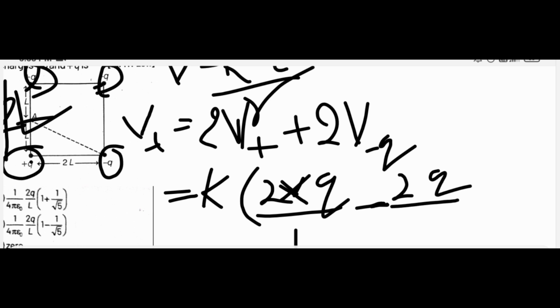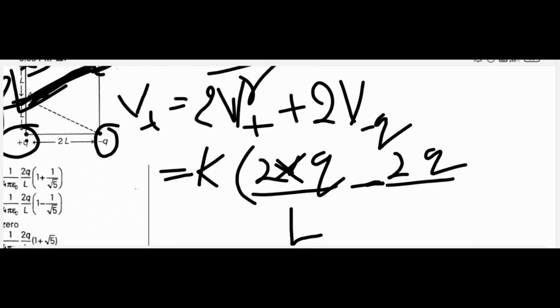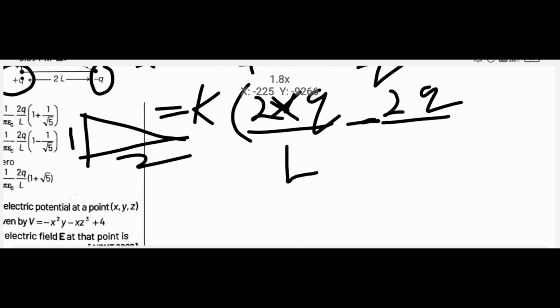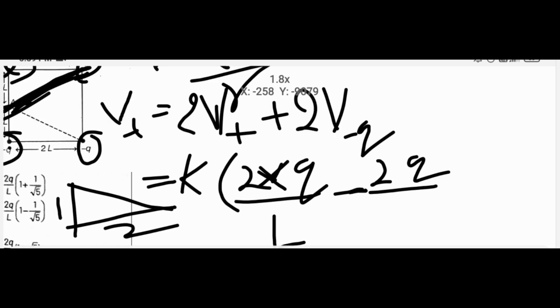See, this length is the distance. What is the value of that length? It is root 5 times L. How do we get that? See, they have given a hint, there is a triangle here, with 2 given here and 1, that is 1L, given there. From the Pythagoras theorem, the root of 2 squared plus 1 squared is root of 4 plus 1, which is root 5. So the distance will be root 5 times L, giving 2q by root 5 times L.